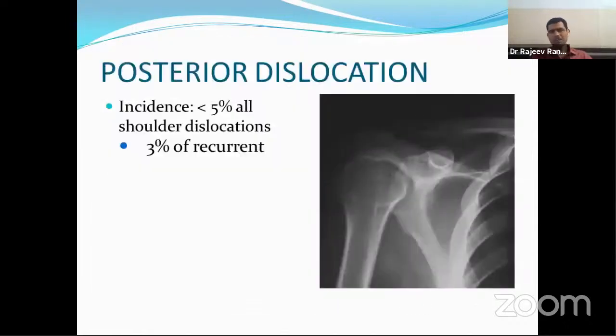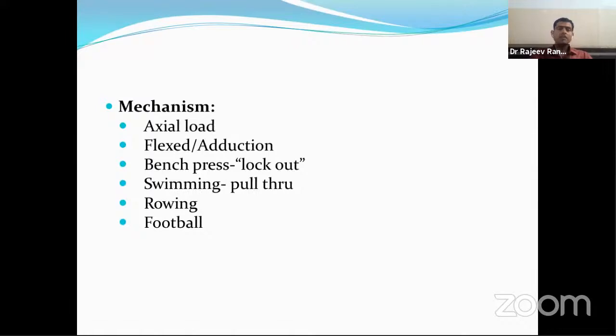Posterior dislocation is less than 5% of all dislocations, or 3% of recurrent dislocations. It is also of 3 types: the subacromial, which is the commonest one, the subglenoid, and the subspinous. This X-ray shows the posterior dislocation with the classical light bulb sign, which is present in this case. The mechanism is axial load of the arm in the flexed or adducted position, or during bench press, swimming, rowing, or in contact sports. This can be seen because of a direct posteriorly directed force over the shoulder.